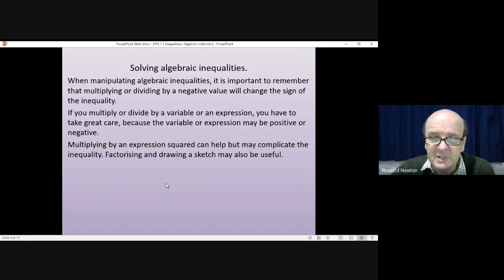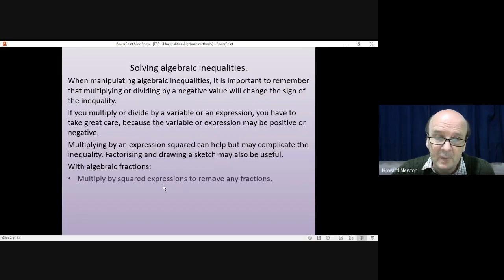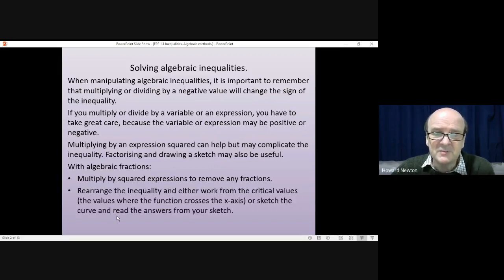Factorizing and drawing a sketch tends also to be useful on these types of questions. We'll be dealing with algebraic fractions in this lesson, which will be part of the inequality. The first thing that you have to do, certainly seems to be the easiest way forwards on these questions, is to multiply by squared expressions that are designed to remove any fractions, getting rid of the denominator of the fraction. Once you've done that, it's just rearranging the inequality and normally doing work on factorizing to collect terms together to find what are called the critical values.